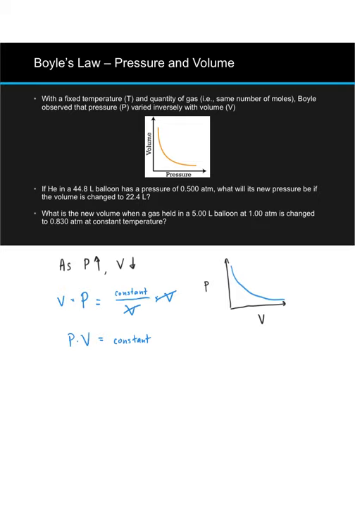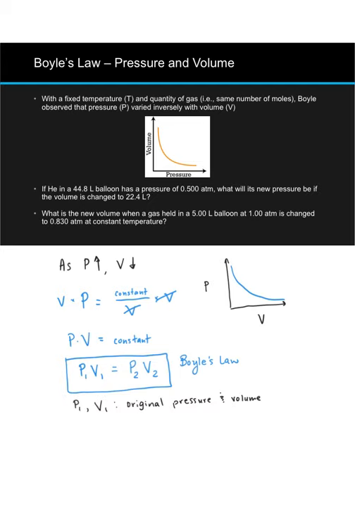So yet one more way to write this same relationship is that pressure at one set of conditions times volume at one set of conditions is equal to pressure at a second set of conditions times volume at a second set of conditions. And this is the most familiar means by which to write Boyle's law. Here, P1 and V1 are the pressure and volume of a gas under one set of conditions. P2 and V2 are the pressure and volume of the same gas under a second set of conditions.